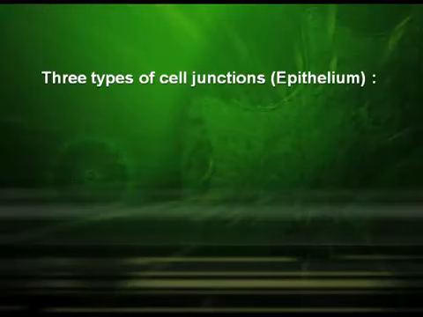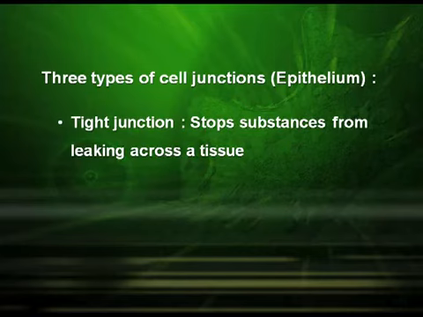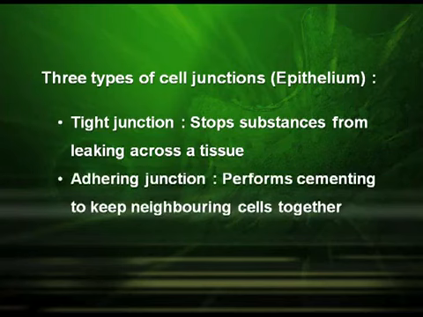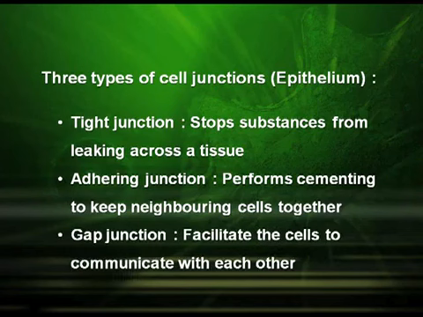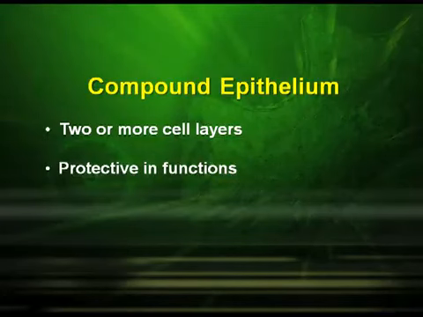The first is the tight junction, which stops substances from leaking across a tissue. The second is called the adhering junction, which performs cementing to keep neighboring cells together, and the third is the gap junction, which facilitates the cells to communicate with each other. So, they are distinctly different in their functions and help the tissue as a whole. Compound epithelium tissue is made up of 2 or more cell layers and it is protective in function.